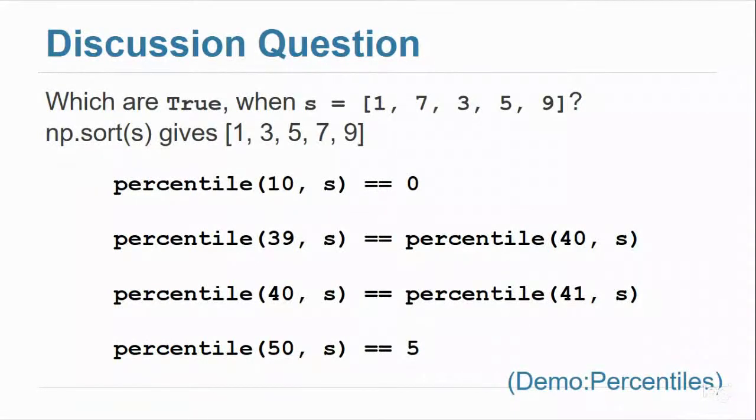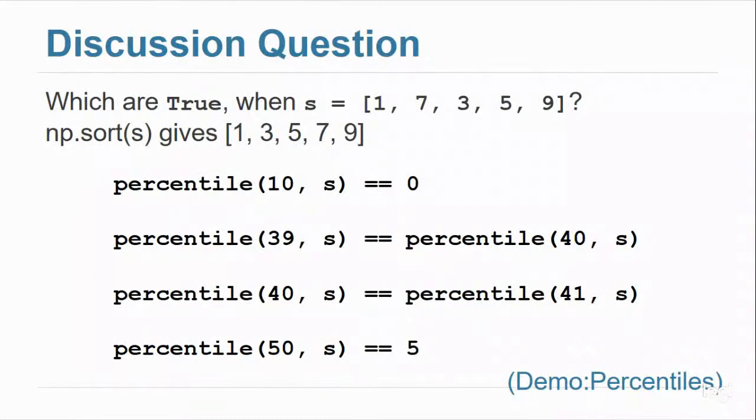Is the 40th percentile equal to the 41st percentile of S? The 40th percentile of S is the second element of the ordered list. The 41st percentile of S can be computed by taking 41% of 5, which is just a little bit over 2. We'd round that up to 3, and we take the third element of the ordered list, and that's 5. So the 40th percentile is not equal to the 41st percentile in this case.